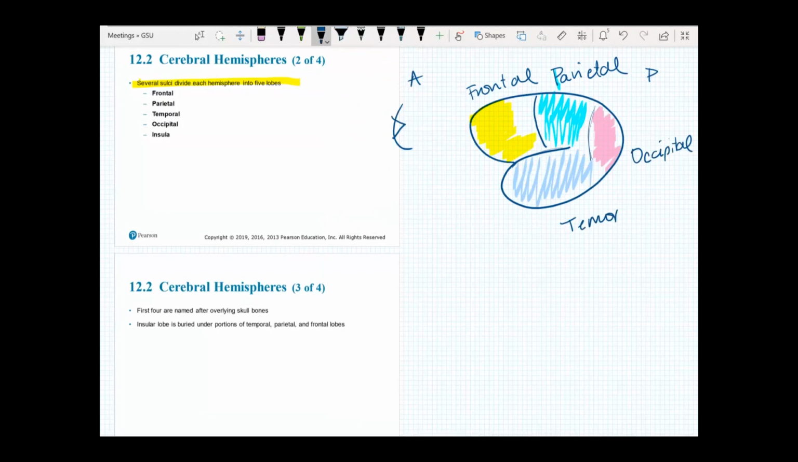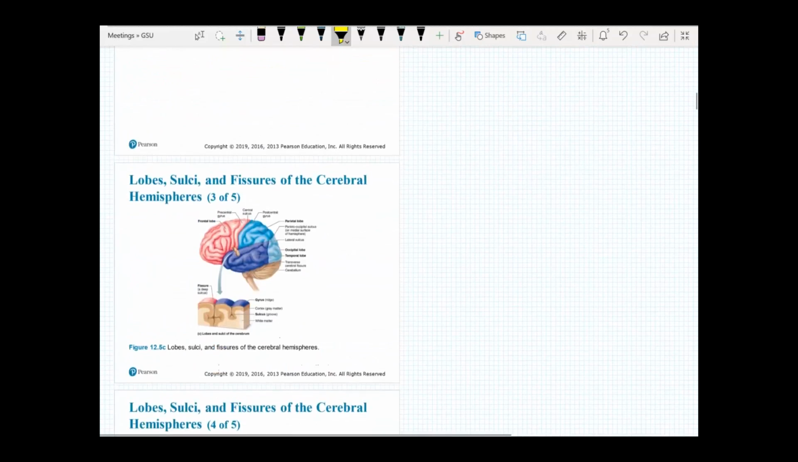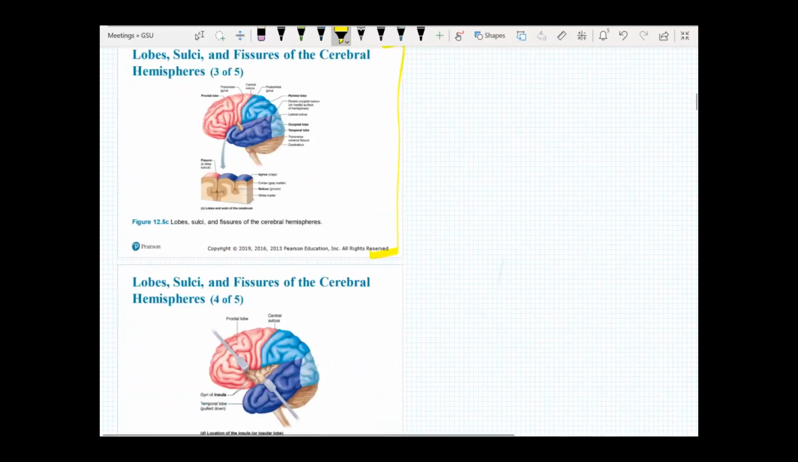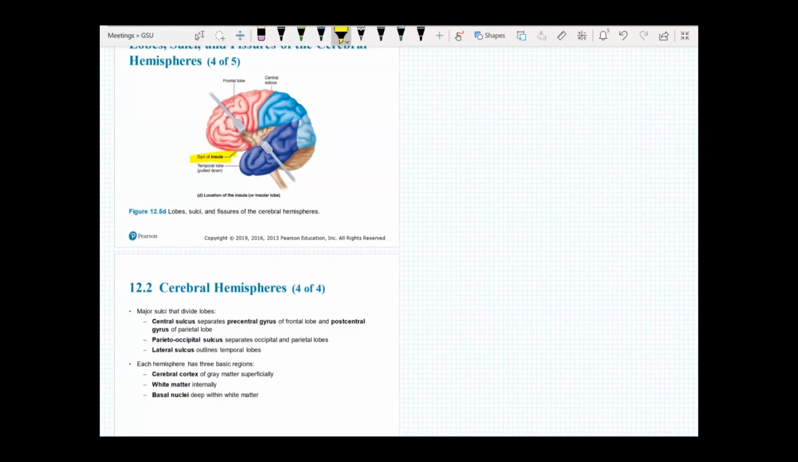Again, these look very similar to the bones of the skull. If you were to pull apart this section right here, underneath you would have a lobe called the insula. That's if you essentially just take this temporal section and pull it away. It is found underneath there. So these are the 5 major divisions of the hemisphere, and you do need to know them, and they're named for the skull. Here's another perspective to see those, and again, here is the insula when you pull it away.